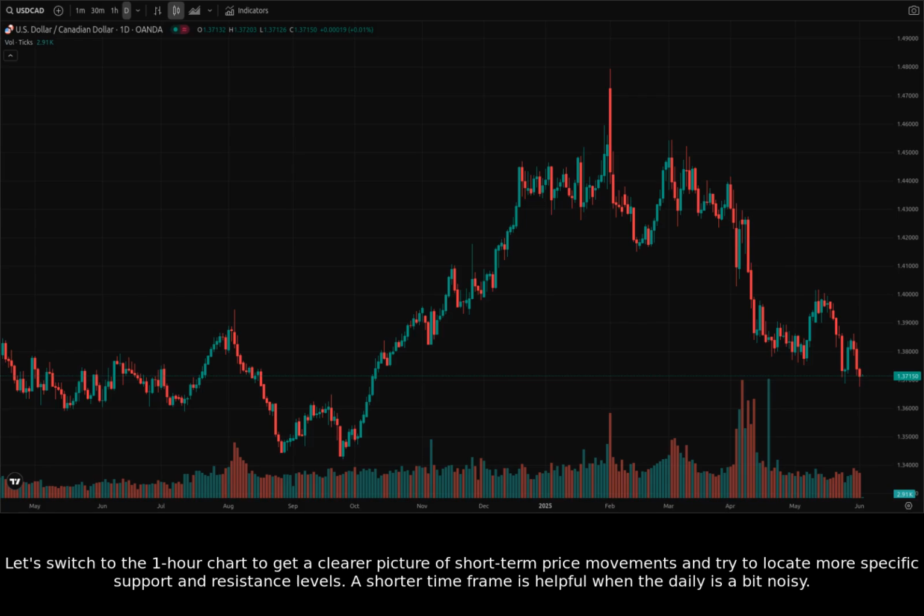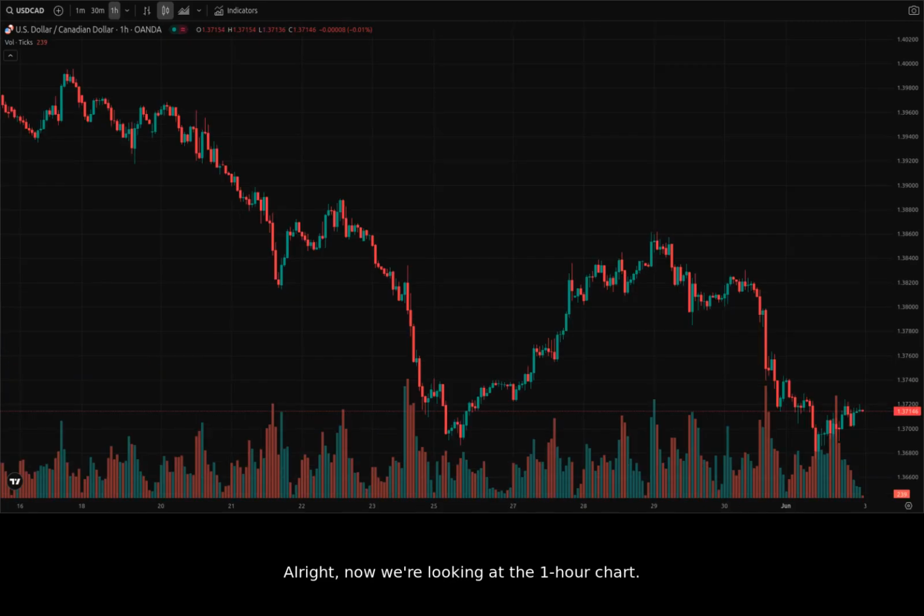Let's switch to the 1-hour chart to get a clearer picture of short-term price movements and try to locate more specific support and resistance levels. A shorter time frame is helpful when the daily is a bit noisy. Alright, now we're looking at the 1-hour chart. We can see a more defined short-term downtrend channel forming.